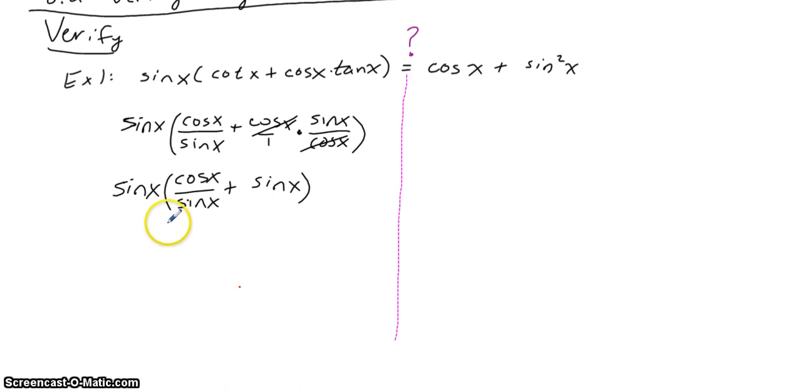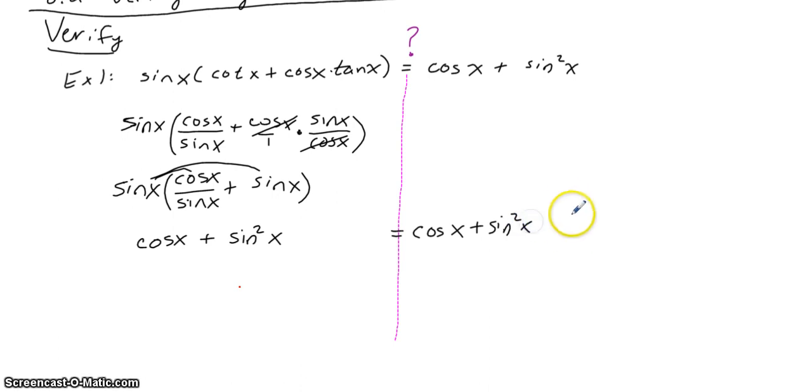Now, sine of x times the quantity, the addition, so we're distributing across the addition. So the sine x's cancel. Sine x times sine x. And look over here. It's equal. Woohoo! It's been QED checked. So we just verified that this is equal to this.